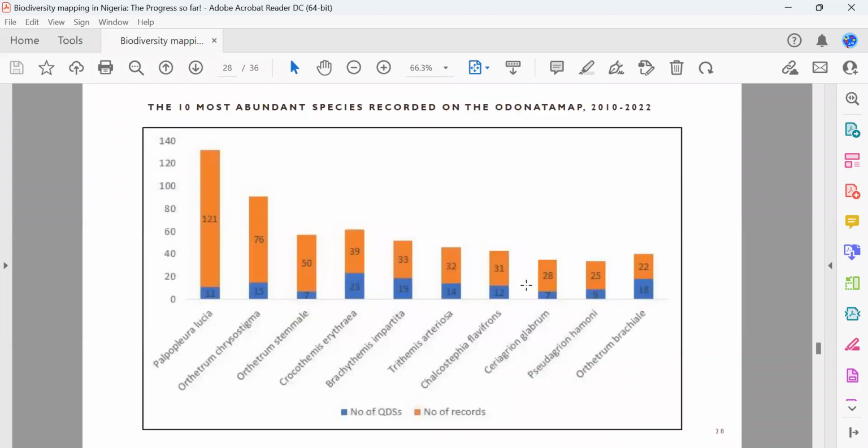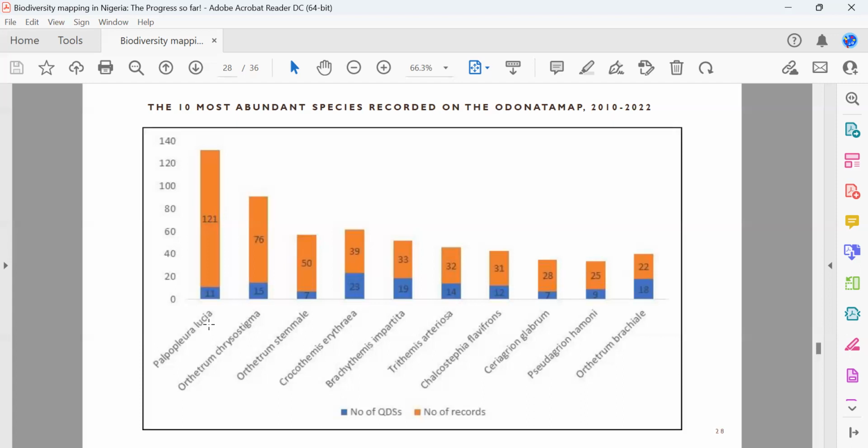You can also go into details and look at the number of QDGCs, that is quarter degree grid cells, and the number of records submitted in each grid cell. So the blue is the number of grid cells, and the orange is the number of species. So in this, for the Palpopleura lucia, which is the most submitted, or the most biomapped dragonfly in Nigeria.